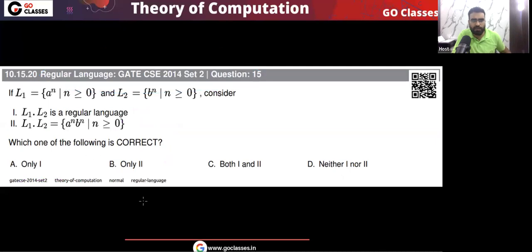Let's solve this GATE 2014 question. L1 is given to you, that is a power n, where n is greater than or equal to 0, basically a star. L2 is b power n, n greater than or equal to 0. Consider L1 dot L2. Tell me which statement is correct. Very simple point here: L1 is a star, a power n where n is greater than or equal to 0.